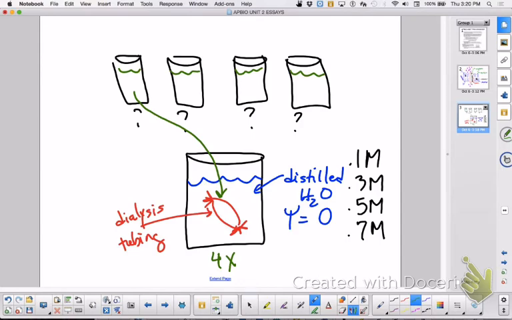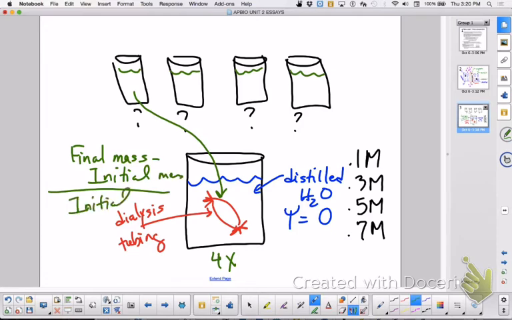Now, in order to make this work, what would I have to do before I put it in the water? You would have to wait. I would have to weigh it. So I would have to get my initial mass, I'd take my final mass, minus my what? Initial mass, and put that over my initial mass. And that's the way I could get the percent change. And what would you predict would happen? Lowest molarity would have the lowest percentage.